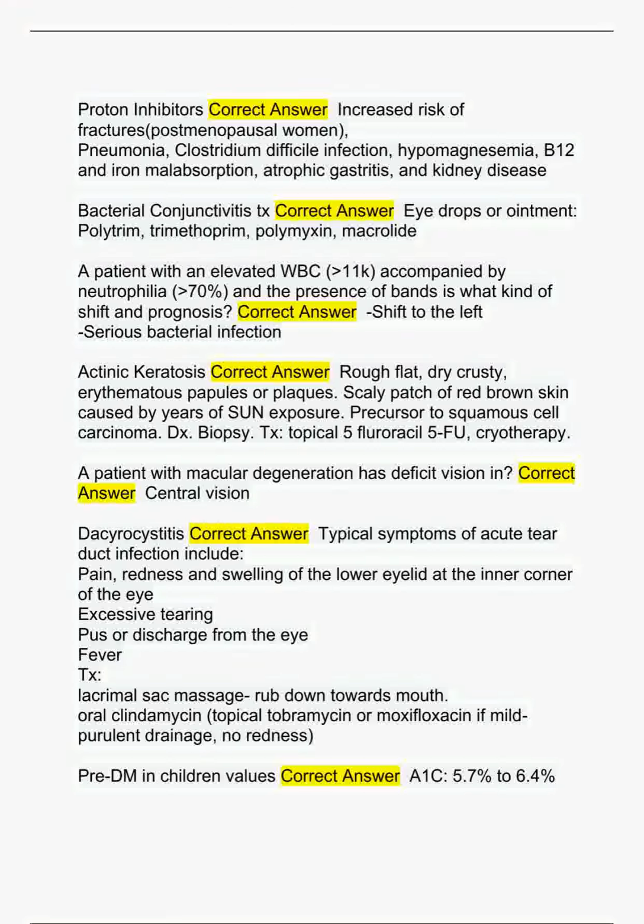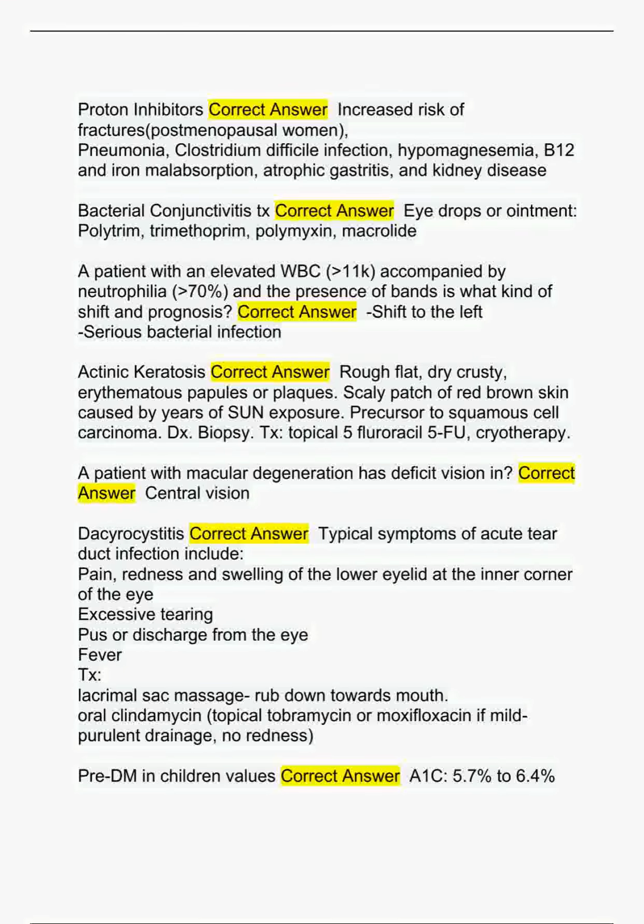3/4. Proton pump inhibitors. Correct answer, increased risk of fractures, postmenopausal women, pneumonia, Clostridium difficile infection, hypomagnesemia, B12 and iron malabsorption, atrophic gastritis, and kidney disease. Bacterial conjunctivitis, TX. Correct answer, eye drops or ointment. Polytrim, trimethoprim, polymyxin, macrolide.